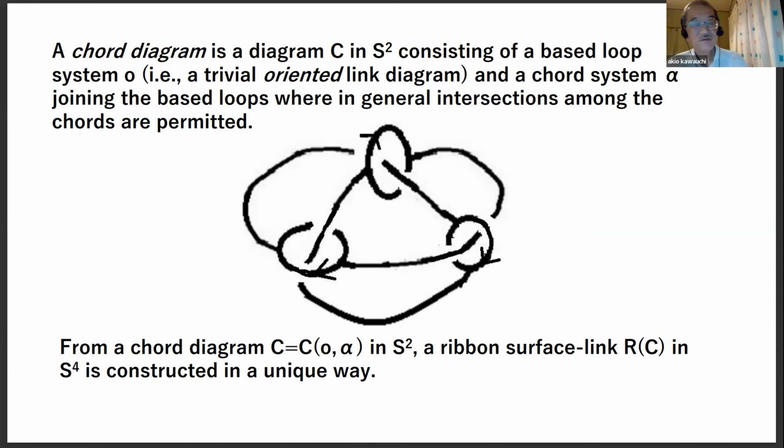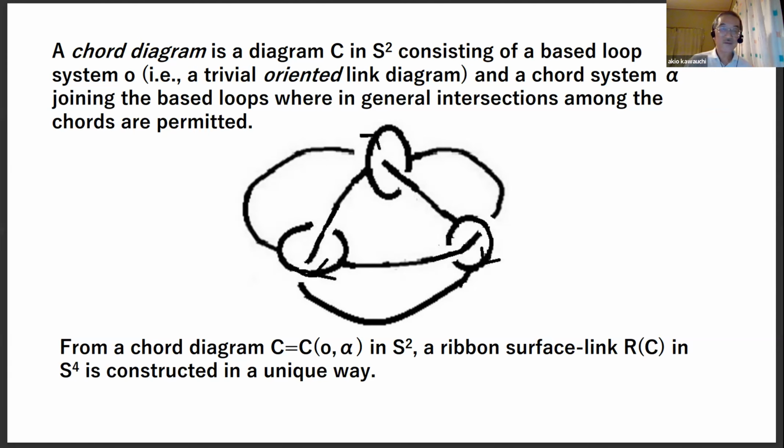A chord diagram is a diagram sheet in S2 consisting of a based loop system O, a trivial oriented link diagram, and a chord system alpha joining the based loops, where in general intersections among the chords are permitted, like this picture, a standard one. From a chord diagram in S2, a ribbon surface link R_C in S4 is constructed in a unique way.